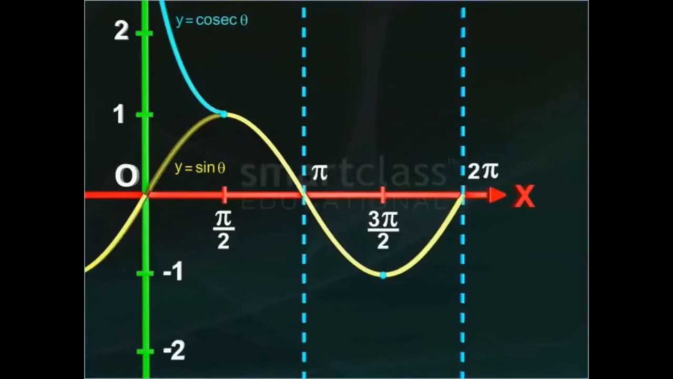Further, for an interval pi by 2 to pi, the value of sine theta decreases from 1 to 0. This indicates that cosecant theta, the reciprocal function, increases from 1 to positive infinity in the same interval of pi by 2 to pi.